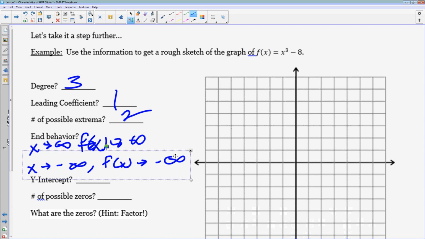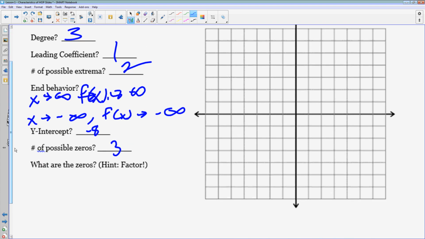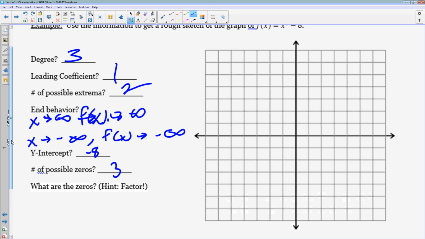Okay, my y-intercept, if I plug in 0, I get out negative 8. Number of possible zeros is 3, sorry about that, my bad. And now we want to figure out what those zeros are. Some of this I can actually already graph, like the y-intercept being negative 8, if we count by 2's: negative 2, negative 4, negative 6, negative 8. So my y-intercept is right there.